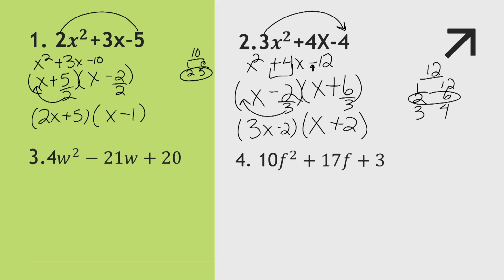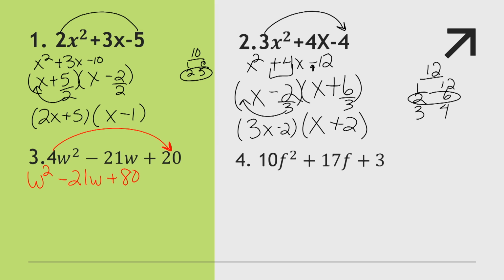All right, let's look at number 3. First, always look to see if I have a GCF. Do I have a GCF? 4 and 21 and 20? No, I don't think I do. So I can't. Then I'm going to go ahead and multiply in. I guess I misread it. That's fine. So I'm going to rewrite my problem.